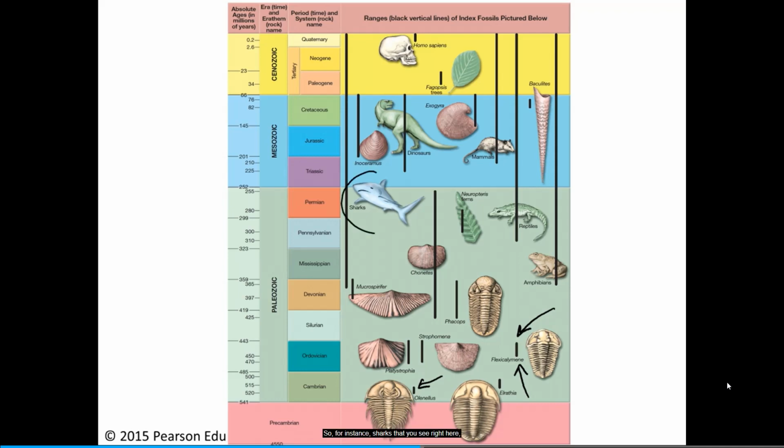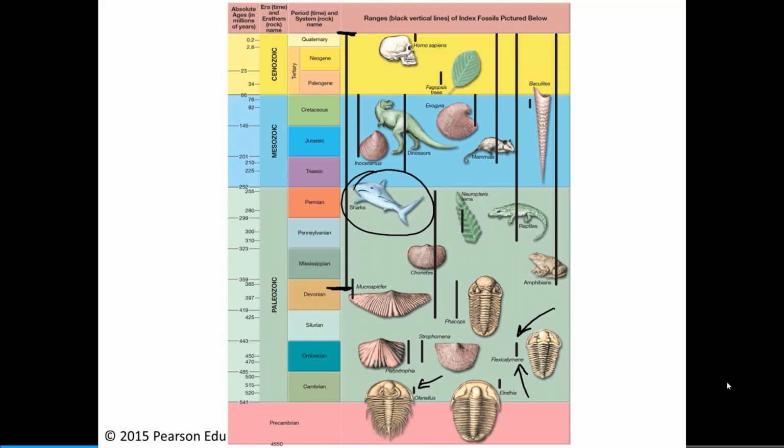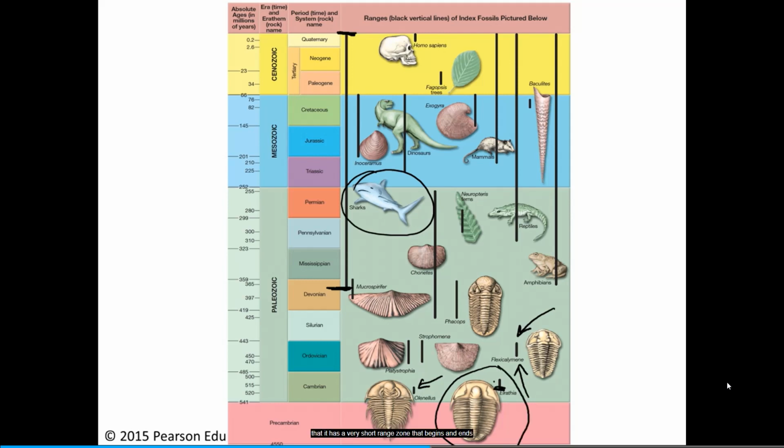So for instance, sharks that you see right here first show up in the geologic record in the Devonian, and of course they last until the present day, so they have a very long range zone. On the other hand, this organism down here, Elrathia, is a trilobite, and you can see that it has a very short range zone that begins and ends in the Cambrian period of geologic time.